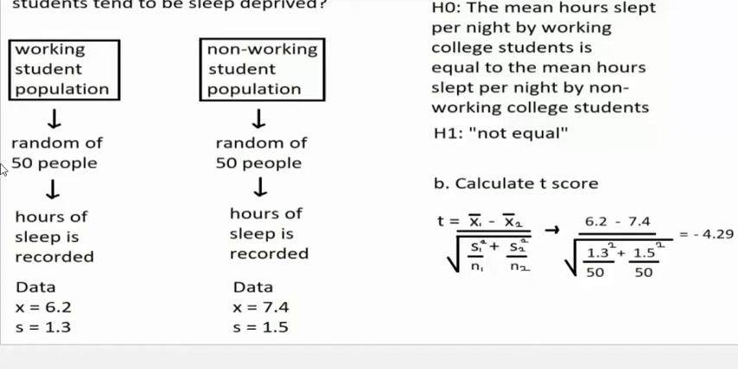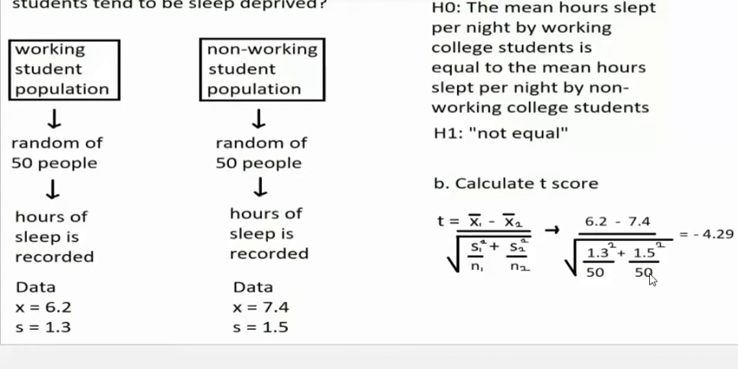And now let's plug in everything for sample 2. The mean right here is 7.4. That goes right there. The standard deviation, 1.5, right there. And the sample size of 50, right there. So now we have all 6 numbers plugged in. And we can solve this using just a few steps.